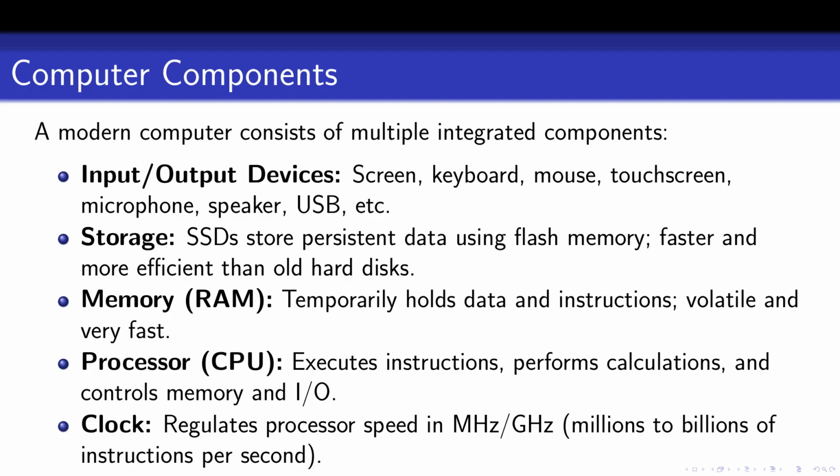At the heart of everything is the processor, or CPU. It executes instructions and controls nearly every other component. Finally, there's the clock, a tiny, crucial part that ticks at billions of cycles per second, controlling the speed at which instructions are executed. Together, these components make the modern computer the powerful tool it is today.